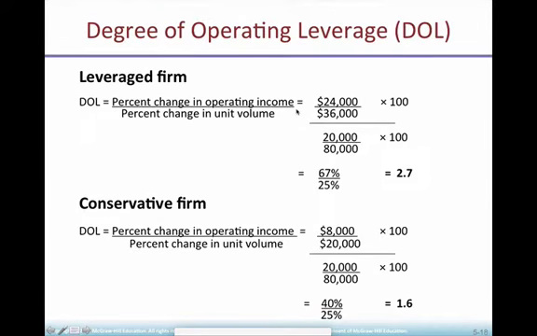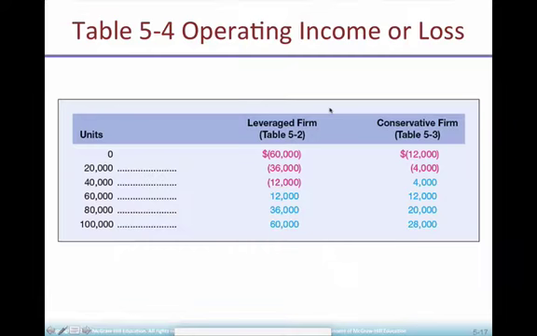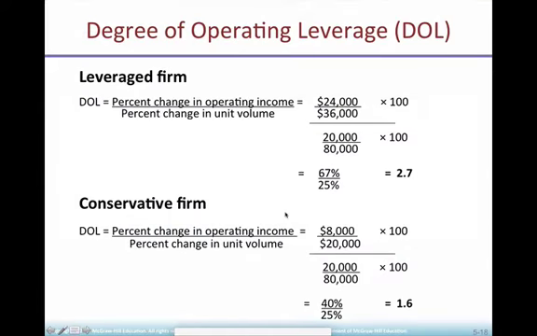Percentage change in operating income divided by percentage change in units sold. So again, this 24,000 comes from 60,000 minus 36,000, okay, 24,000, and divide by the old value or beginning value. The same here. This 20,000 comes from 100,000 minus 80,000. And then we do the calculations and we have degree of operating leverage is 2.7.